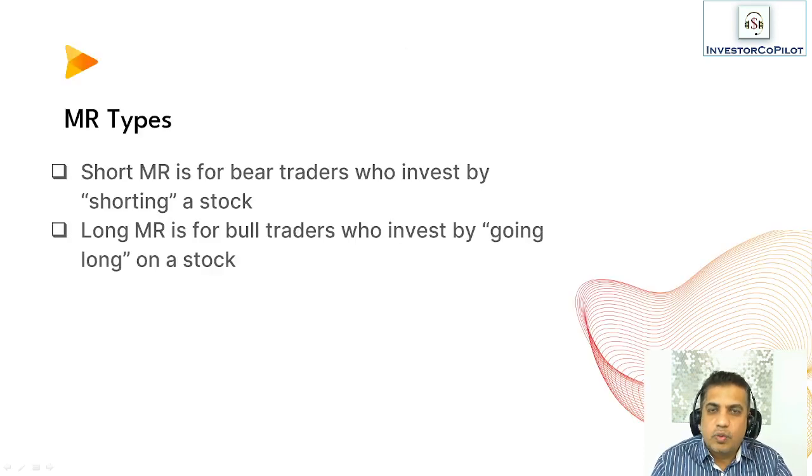Now, we spoke about MR, so there are two types of margin requirements. There is short MR and long MR. What we were discussing just now is long MR, and it is used by bull traders who invest by going long on a stock. Going long means betting on the market value of the stock going up, rising. Short MR, on the flip side, is for bear traders who invest by shorting a stock, which means that they bet or bank on the value of the stock going down or declining. We will discuss shorting concepts later on in this video series.